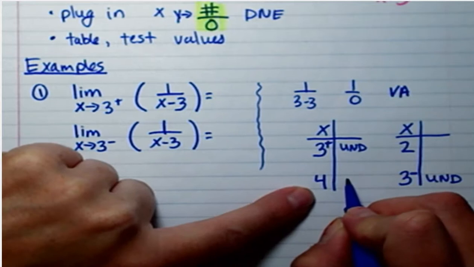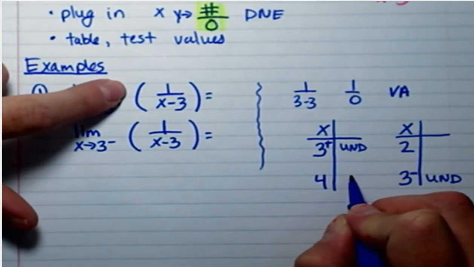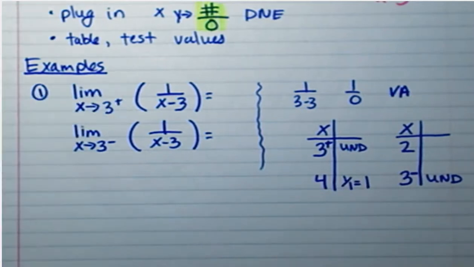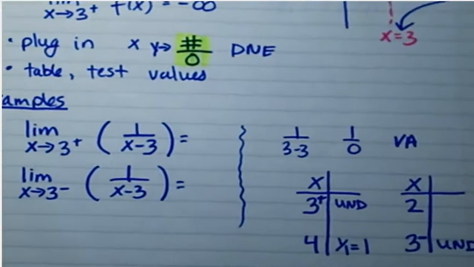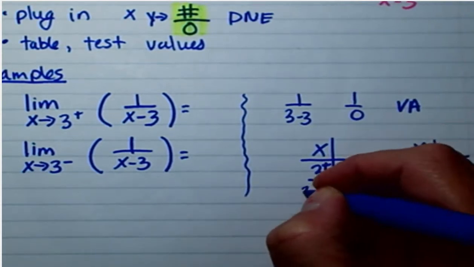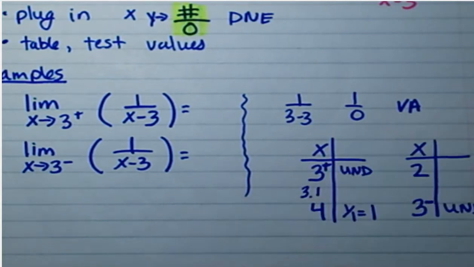Let's plug in 4. 1 over 1. Oh, that's not too bad. 1 over 1 is 1. What's a number really close to 3, but to the right of 3? 3.000001. Yeah. We don't have to be like that because we're doing this without a calculator. So let's just say 3.1. Maybe 3.01. Pretty close. I don't want to know the exact numbers. I want to know positive or negative.